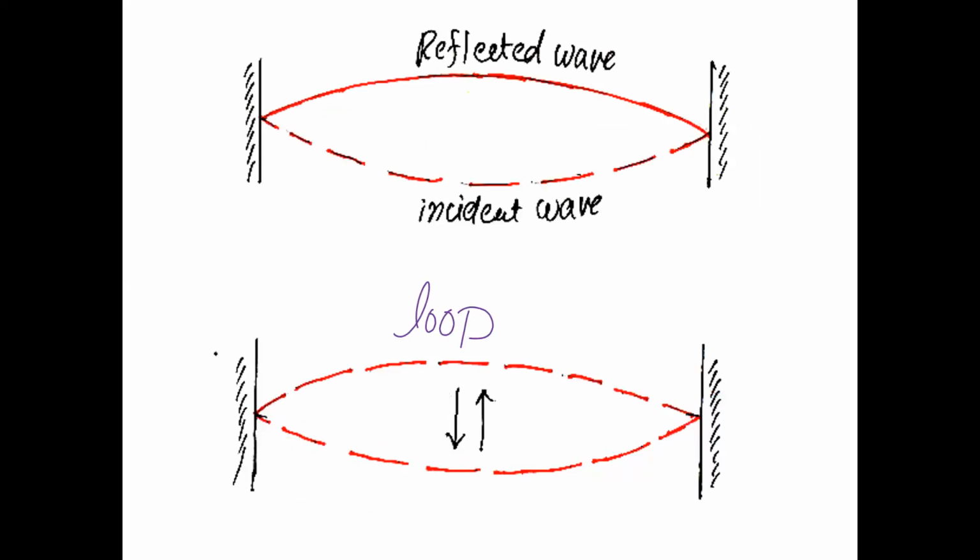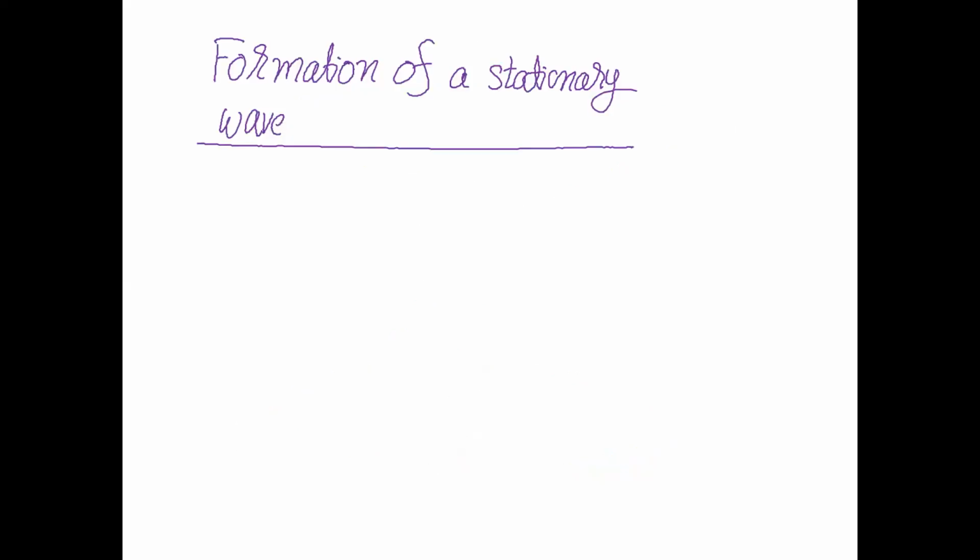And as it moves very quickly, it forms an apparent stationary phenomenon. Actually, the waves are moving, but the incident and reflected pulses are progressing left to right and right to left. So they superimpose on each other, and this apparently forms a loop. Formation of stationary wave. This is how we discuss the formation of a stationary wave.